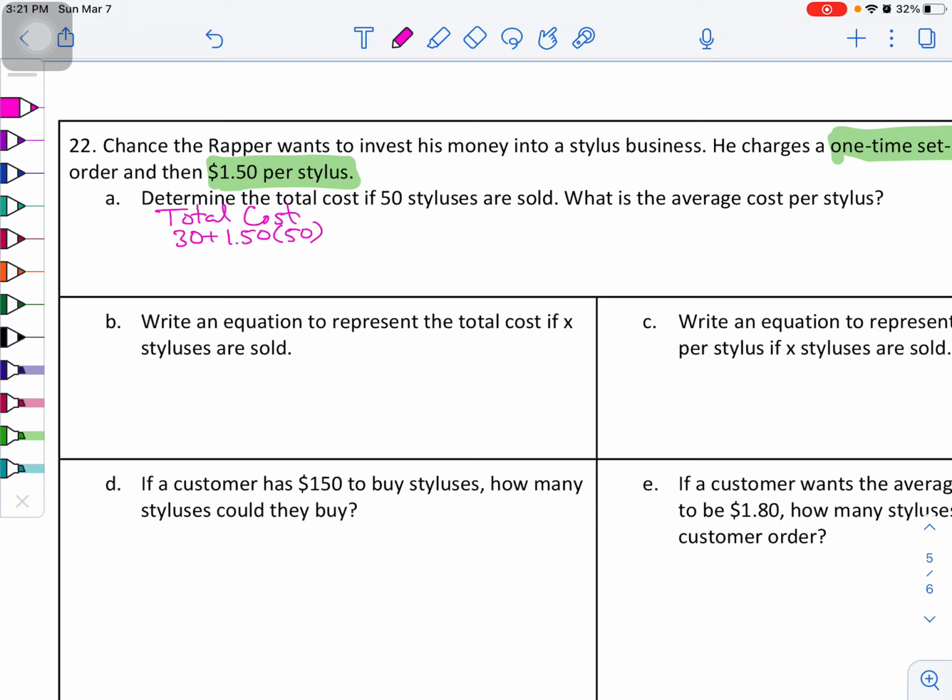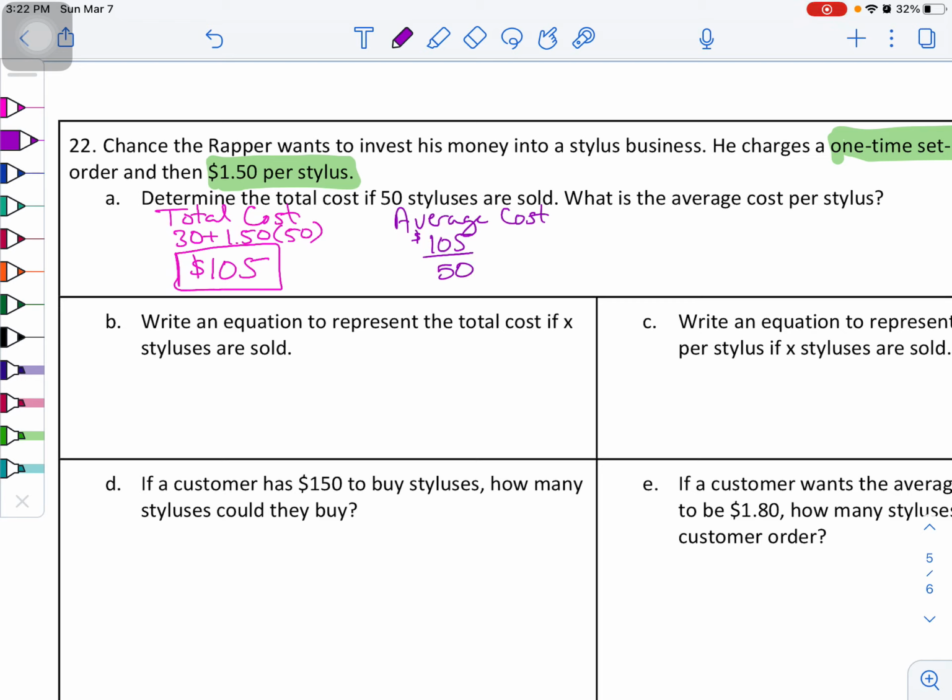So let's do total cost here. That's going to be a one-time fee of $30 plus $1.50 per stylus times 50 styluses. That goes directly into my calculator: 30 plus 1.50 times 50. So that's going to be $105. So that's total cost. Let's go ahead and throw a box around that one so I know I'm done with it.